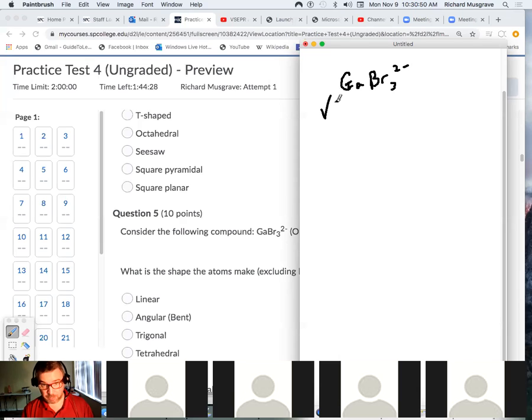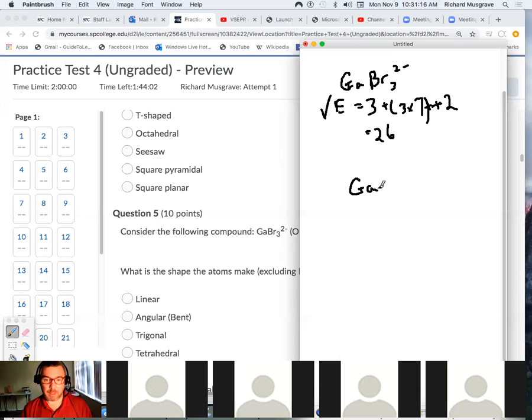Okay, so the valence electrons here is going to be 3 plus 3 times 7 plus 2. Anybody got any questions about that? So 21, that's 26. 26 valence electrons. Everybody okay with that? Anybody have any questions?